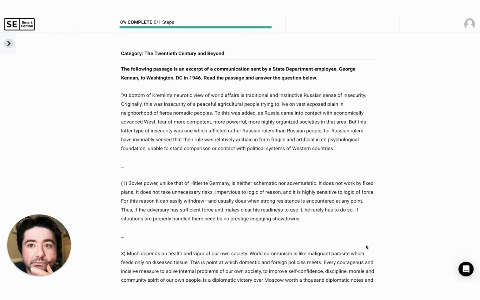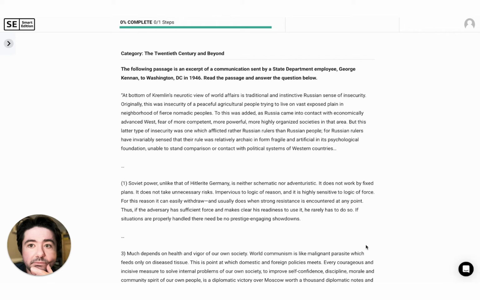New document, new category. Category: the 20th century and beyond. The following passage is an excerpt of a communication sent by a State Department employee, George Kennan, to Washington, D.C. in 1946. Read the passage and answer the question below. Now, a little bit of information before we go to the question. George Kennan was probably one of the most influential U.S. diplomats in American history, especially the 20th century.